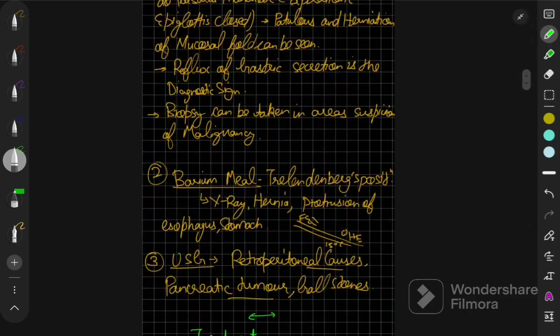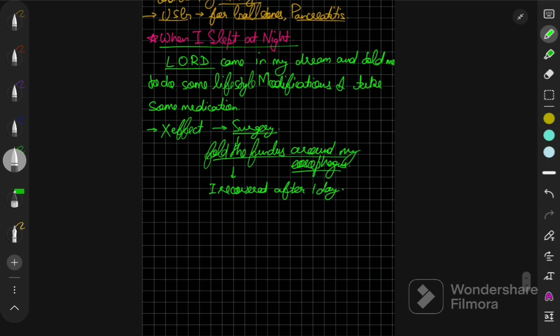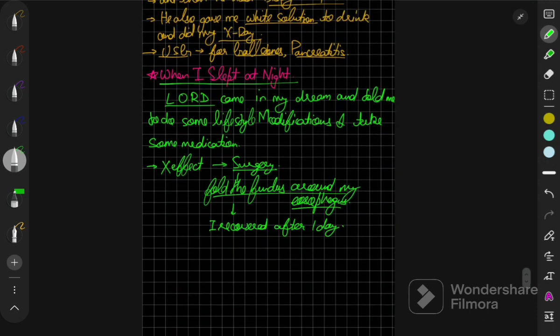Hernia, hiatal hernia and fundoplication. This is the mnemonic which I have given. Fold the stomach around. I recovered after 1 day.